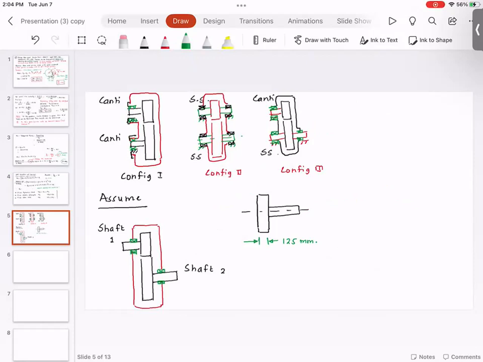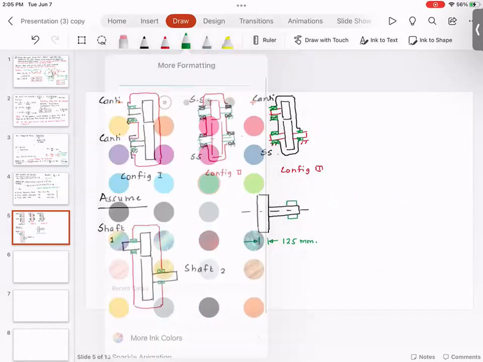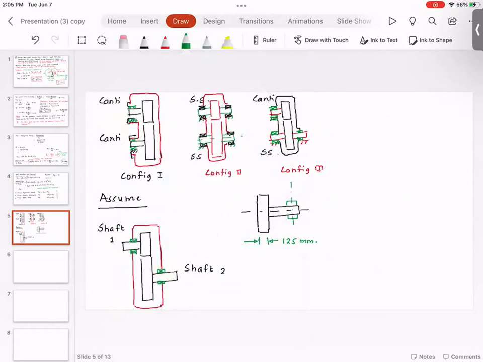So what I'm going to do is I'm going to assume the center distance from the bearing all the way to the midsection of the gear is 150. This dimension is clearly assumed. And the reason for that is I just want to make sure that we have enough space to attach the bearing. We have enough space to attach the shaft, the housing, and all other required components.